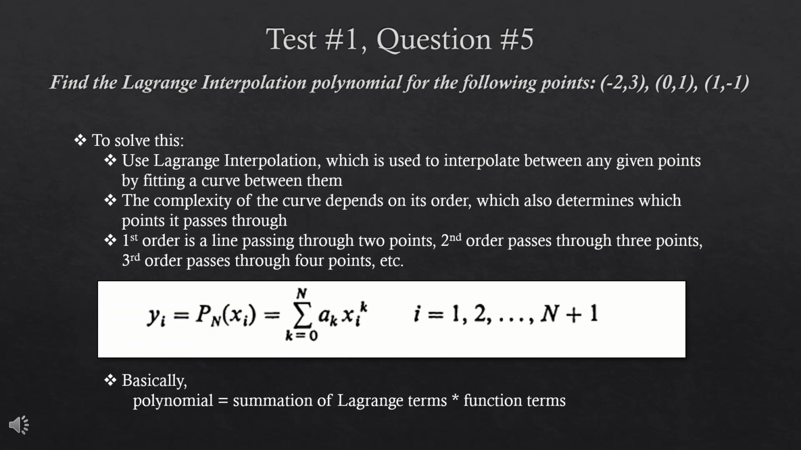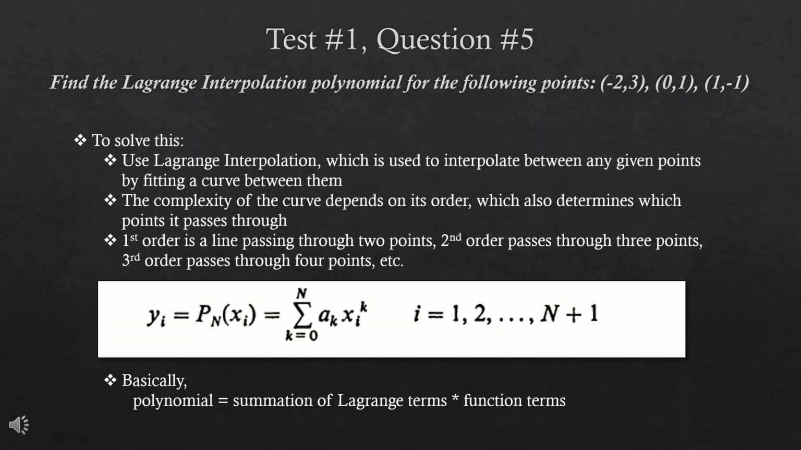So for this question, I had pulled it from the first exam that we took, question 5, and it's asking us to find the Lagrange, some people pronounce it Lagrange, interpolation polynomial for the following points, and we're given three distinct points: -2 and 3, 0 and 1, 1 and -1. So to solve this, we need to use Lagrange interpolation.